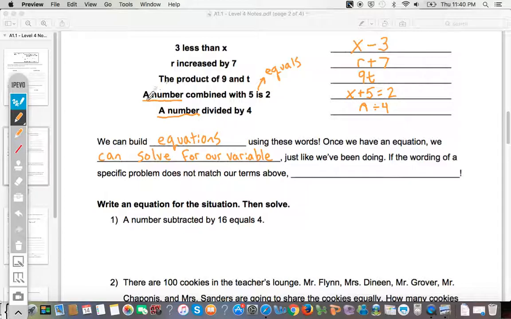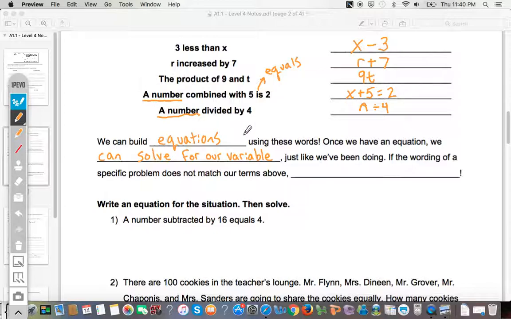So let's look at this second to last example up here. We have a number combined with 5 is 2. So we said that's x plus 5 equals 2. That's a level 1 problem right there. We know how to solve those. We'd subtract 5 on both sides. So we would be able to solve for this number.